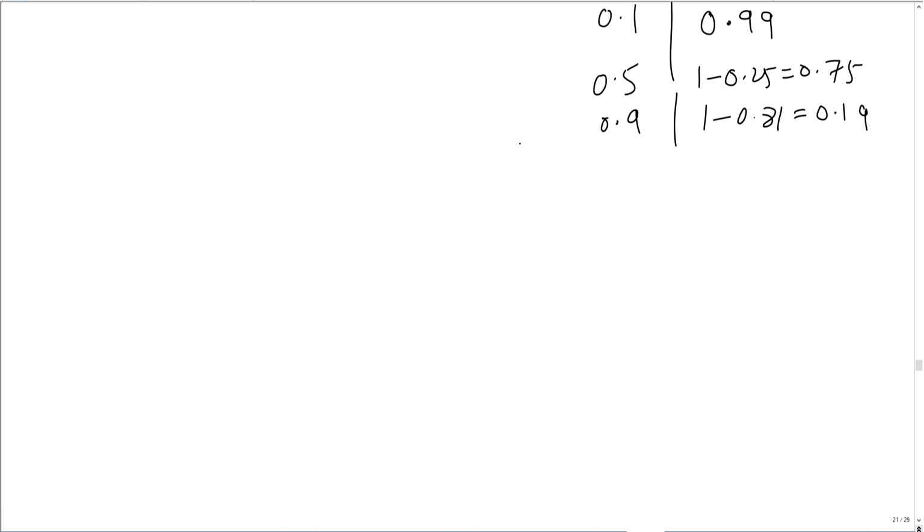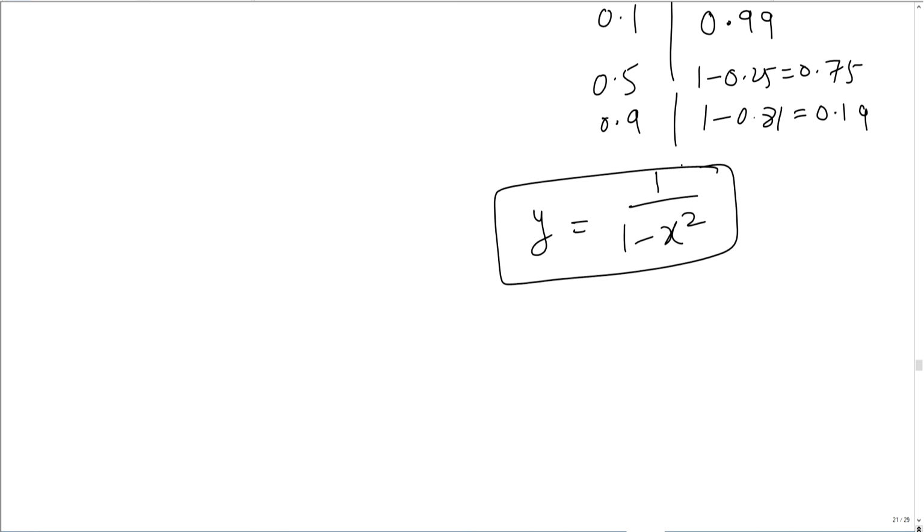Let us try one more difficult equation. Let's say the equation is y equals 1 divided by (1 - x²). Now this is tricky, and let's see if we can work out how this graph would look like.